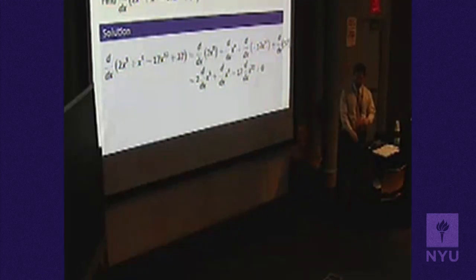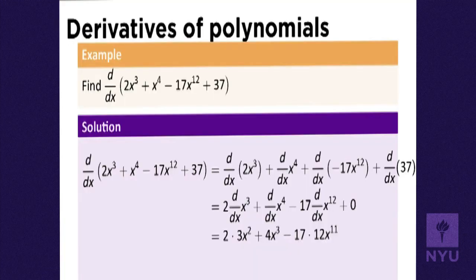Okay? Now, the powers that I have here are all nice whole number powers, and I proved the power rule for those. So I can substitute in, for the derivative of x cubed, 3 times x squared. The derivative of x to the fourth is 4 times x cubed. The derivative of x to the 12th is 12 times x to the 11th. And 0, I'm going to stop writing plus 0.